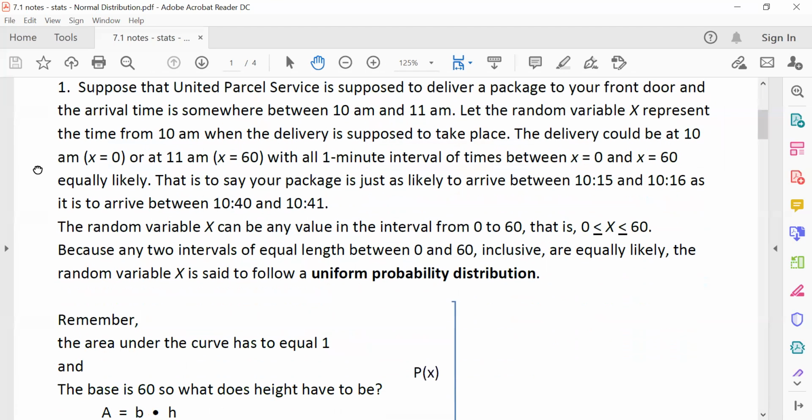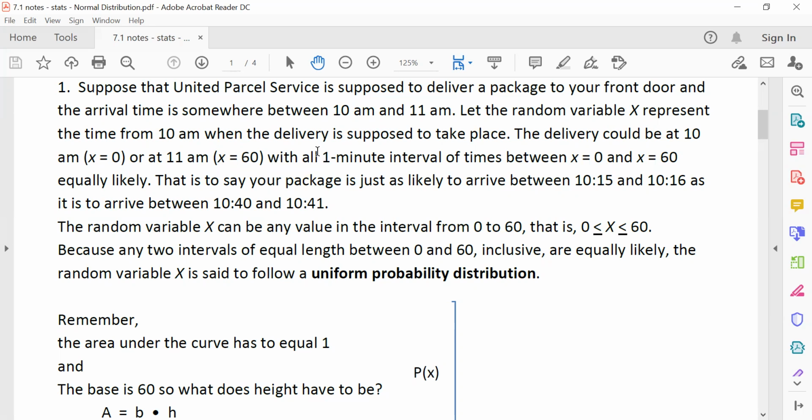So again, we're not going to talk about the normal just yet. We're going to talk about a slightly different one. Suppose that the United Parcel Service is supposed to deliver a package to your front door, and the arrival time is anywhere between 10 a.m. and 11 a.m. Let this random variable x represent the time from 10 a.m. when the delivery is supposed to take place. The delivery could happen at exactly 10 a.m. or as late as 11 a.m. So that can happen at time 0 minutes or time 60 minutes from the start.